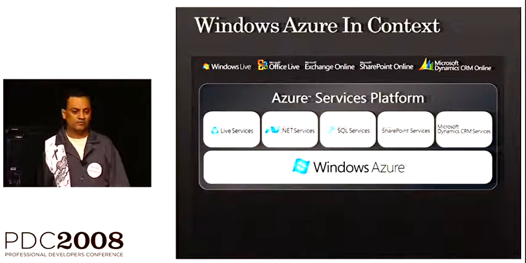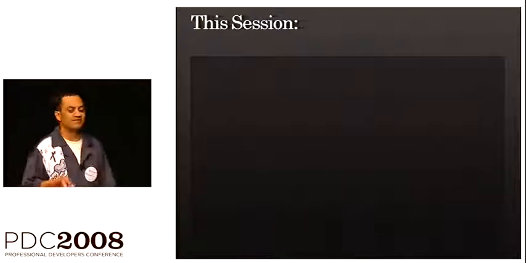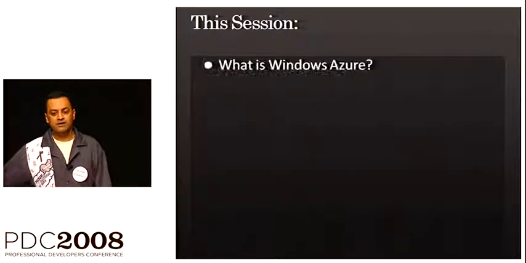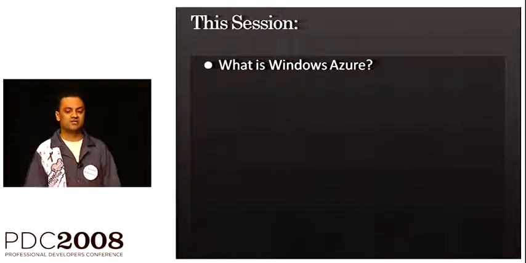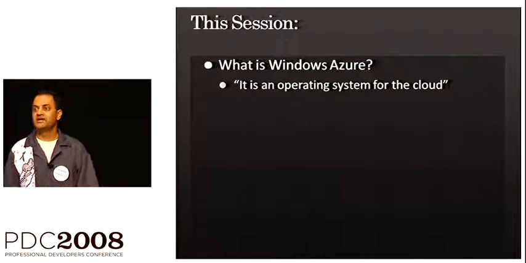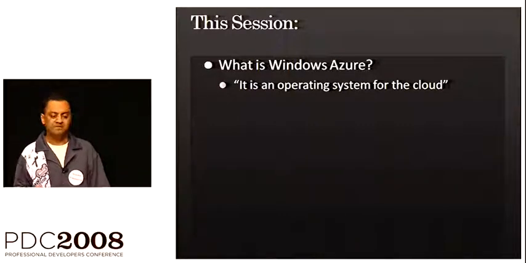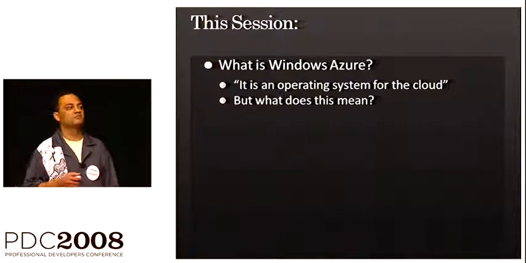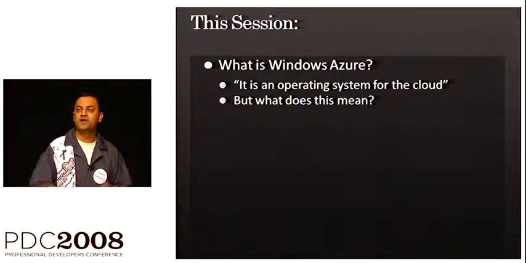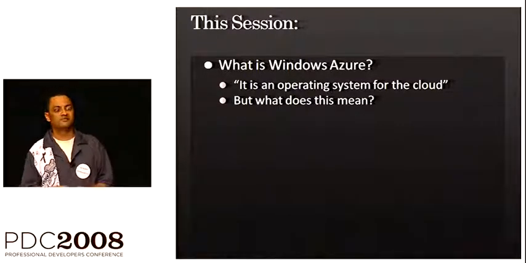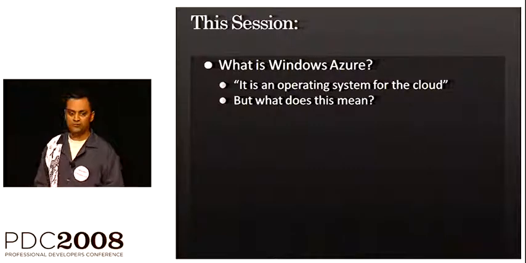What I'm going to try to do in the next hour is leave you with three things. Number one, I'm going to explain what is Windows Azure. There's a lot of buzzwords in this. The answer I'm going to give you to that question is, it is an operating system for the cloud. But there's more buzzwords in that statement too. So I'm going to spend some time to explain exactly what that means. And I hope that by the time we all get out of this room at the end of this session, we all have a pretty clear idea of why we think this is an operating system for the cloud and why it's the right one.